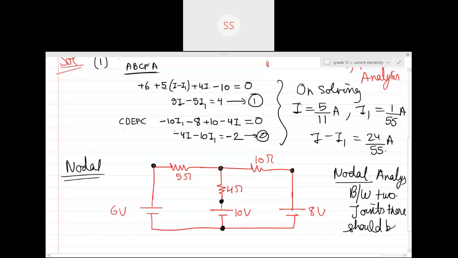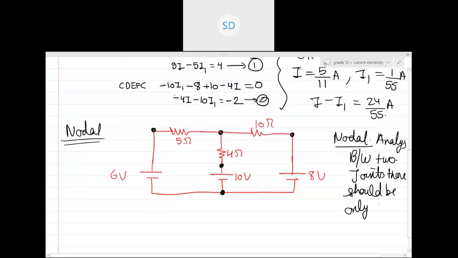It's very necessary because it will otherwise make the problems complicated. Only one element. You understand what element means, right? Element can be a battery, a resistor, an inductor, a capacitor, etc. So this is the question.